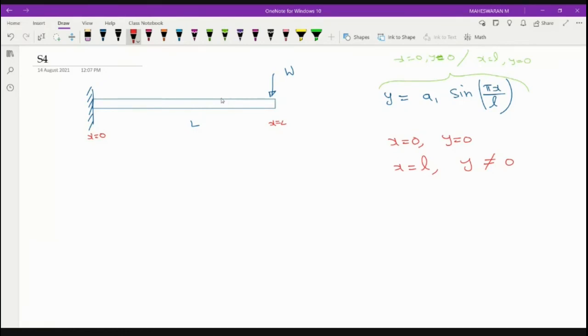Okay. For cantilever beam, there is a separate equation. So what is that equation? y is equal to a1 of 1 minus cos pi x by 2l. This is the formula. So for any cantilever beam, you have to use this as a trial function.